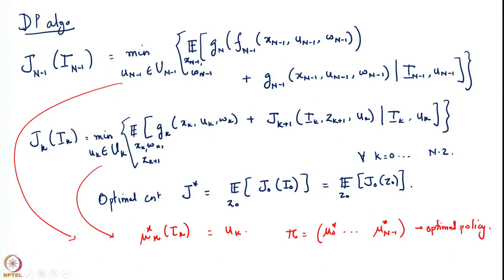So how do we proceed with this algorithm? You do this for n minus 1, that means for every value of I_{n-1} you compute the optimal of this. Remember, what it entails is solving this optimization problem, doing a conditional expectation with respect to I_{n-1}. Then once this is computed for n minus 1, that gets substituted out here, and you do this for k equal to n minus 2. That gives you J_{n-2} of I_{n-2}, which is then substituted at n minus 3, and so on. Eventually you come to k equal to 0. At k equal to 0, you get J_0 of Z_0, and you take the expectation of that, and that gives you J star. This is therefore the DP algorithm.